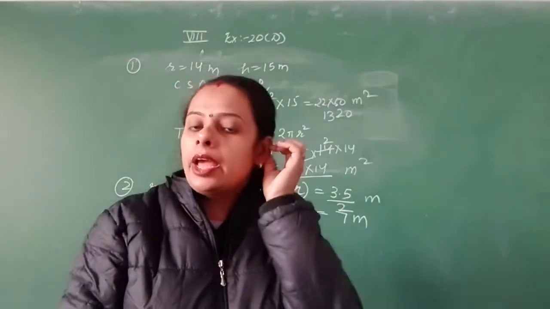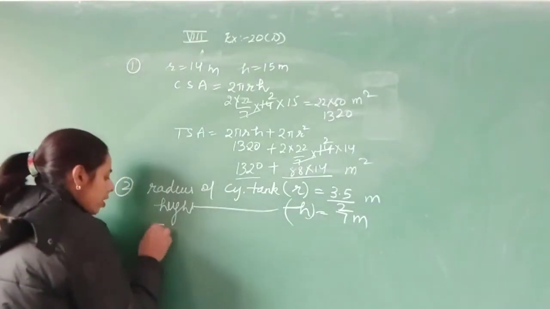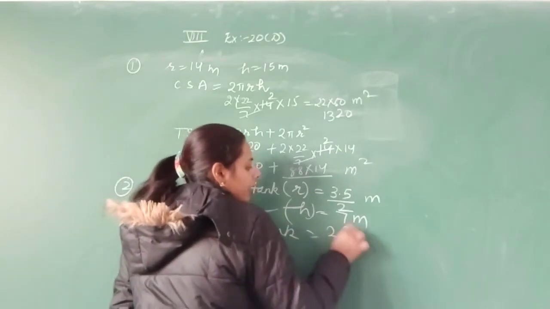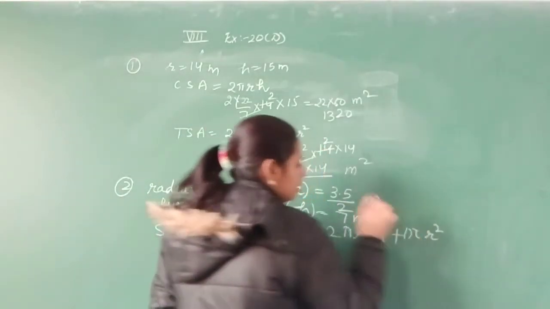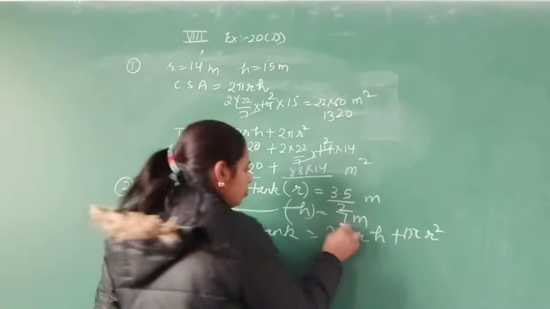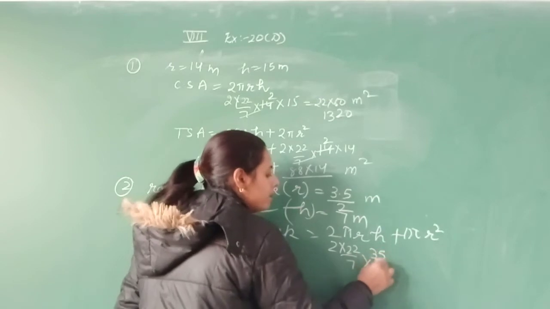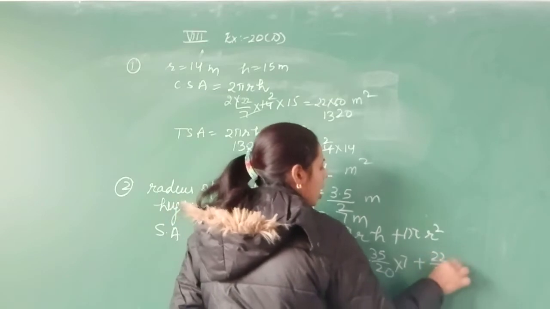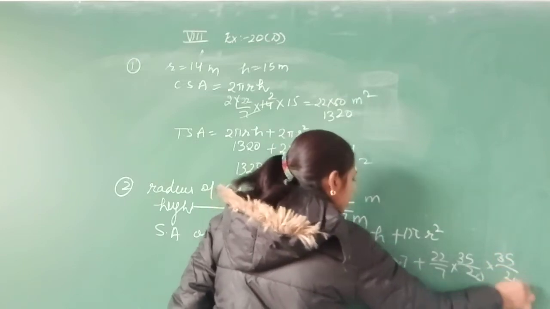of that cylindrical tank, and you need to paint the base also. So the surface area of the cylindrical tank will be 2 pi rh, and there is only one base, so the pi r square, 1 pi r square, क्योंकि आपका अब टॉप नहीं है तो 1 pi r square आएगा, 2 pi r square नहीं आएगा. So put the value here, 2 into 22 by 7, r is 3.5 by 2, and h is 7 plus pi 22 by 7, r is 3.5 by 2, 3.5 by 2, and just simplify.